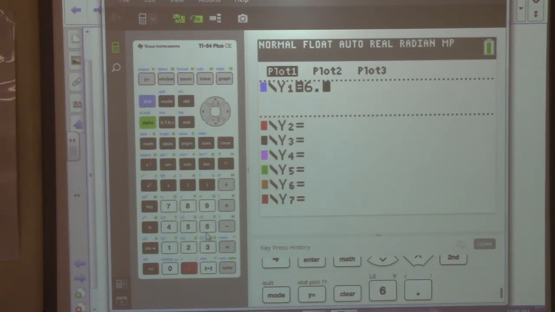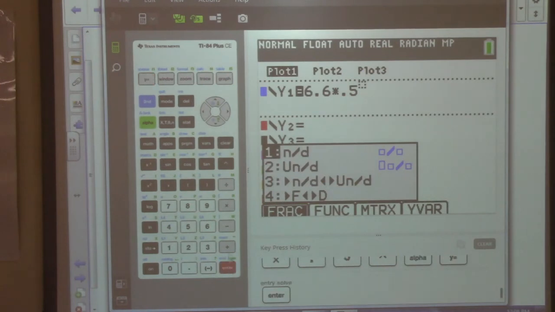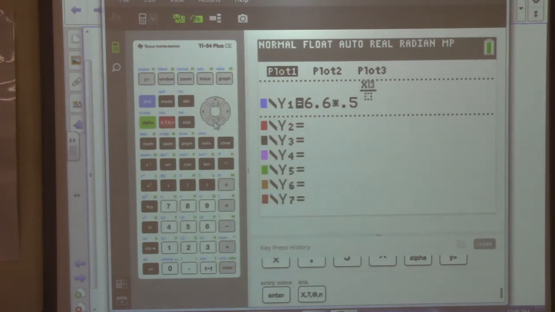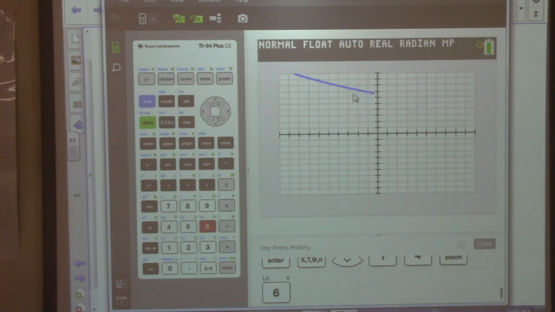I'm going to say 6.6 times 1/2 to the power of x over 14. Okay, and then if we go to zoom 6, we see this arrangement here, and we want to find the number of days it takes to get to 1.